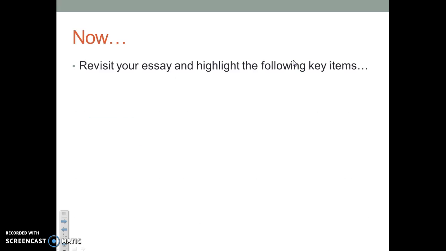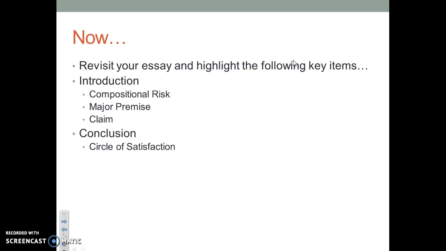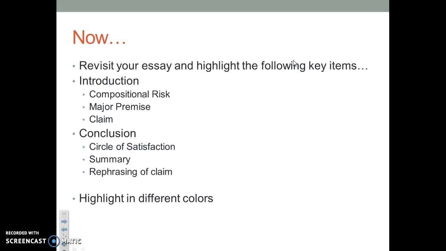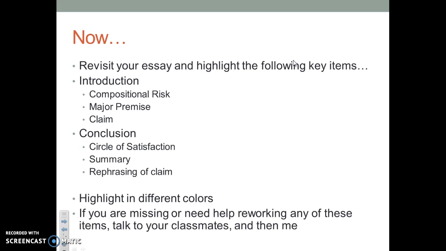So this is what I want you to do now. Revisit the essay you've written and highlight the following key items in different colors, kind of like I did in this presentation. In your introduction, find your compositional risk, your major premise, and a claim. And then in your conclusion, find that circle of satisfaction, summary, and a rephrasing of the claim. Highlight them in different colors, just like I did in this presentation. If you're missing or need help reworking any of these items, talk to your classmates in a peer conference, and then talk to me. We want to help you fill in the gaps and have the best introduction and conclusion you can have.